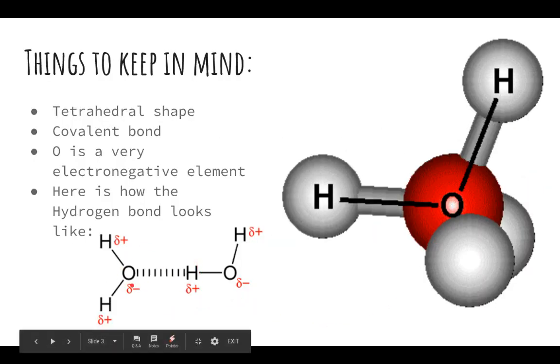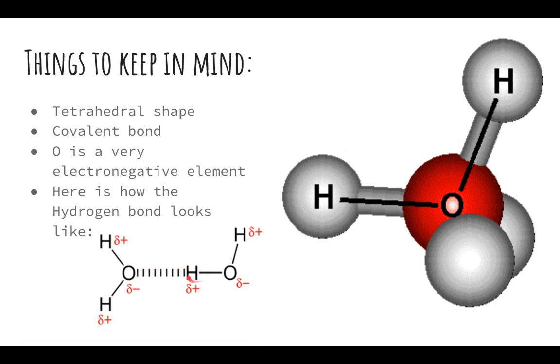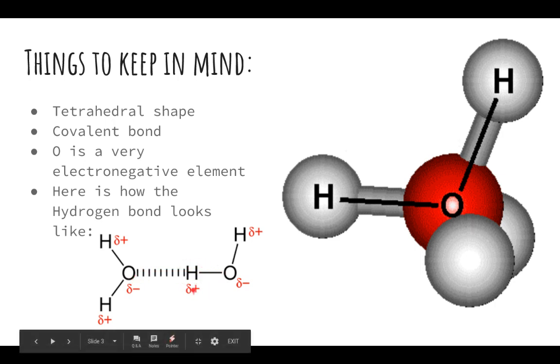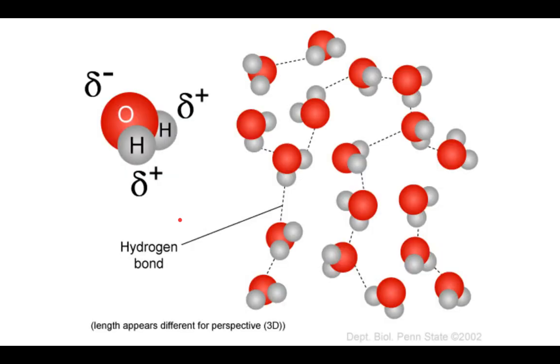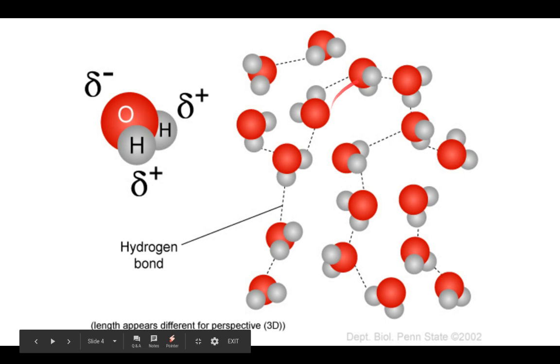So you see here the delta minus, delta plus. So hydrogen is more positively charged and oxygen is more negatively charged, and electrons are buzzing around more near oxygen than in the hydrogen area. And this negatively charged particle is attracted to the positively charged particle of another molecule of water, which is where it gets interesting. And so that's how the bonding may look.